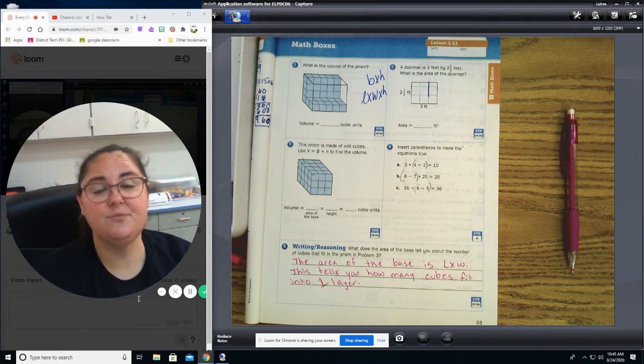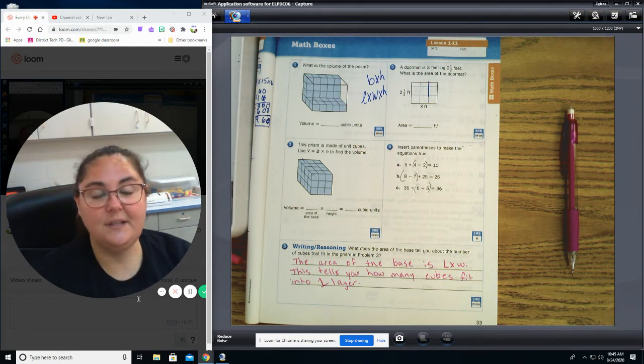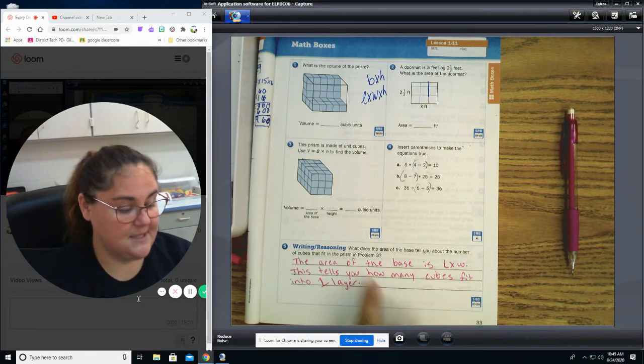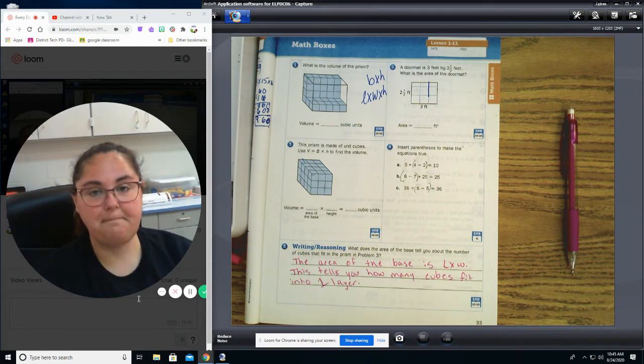You need to practice writing in math words. You need to practice writing in complete sentences. And you need to practice showing your complete thought process. This would get you a perfect score on the test. This is the answer I need you to write.